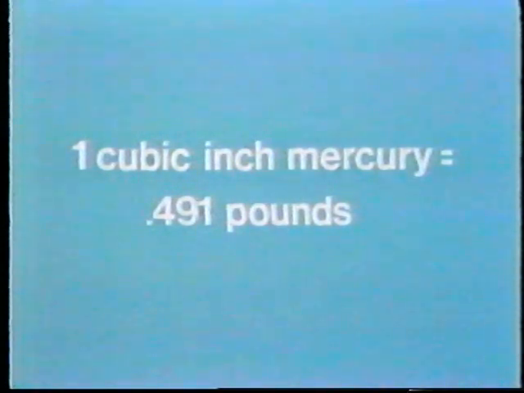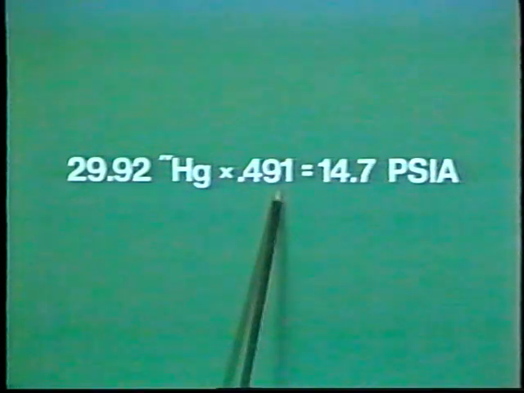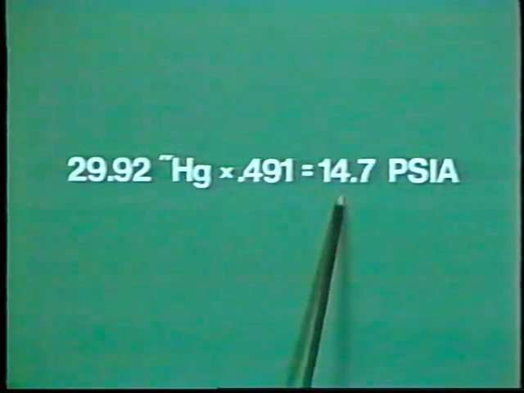If we weigh 1 cubic inch of mercury, we find it comes to 0.491 pounds. So it will exert a force of 0.491 pounds on whatever it sits on. Therefore, 29.92 inches of mercury will exert 29.92 times 0.491, or 14.7 pounds per square inch. So the atmospheric pressure on the surface of the mercury in the dish is pushing back with an equal pressure of 14.7 pounds per square inch.